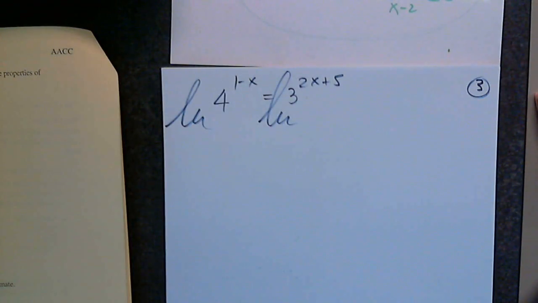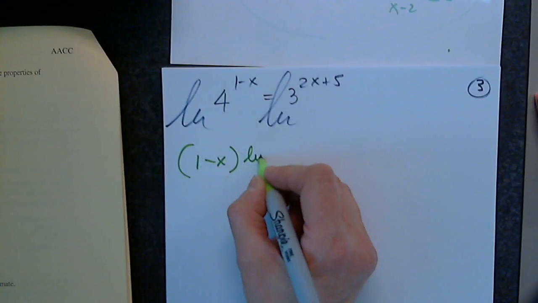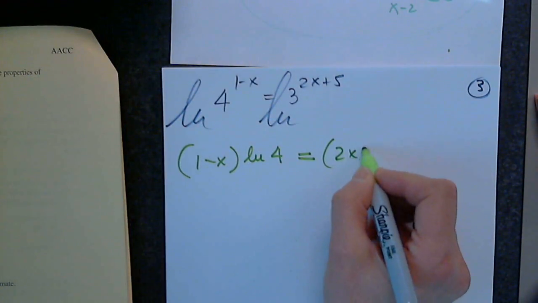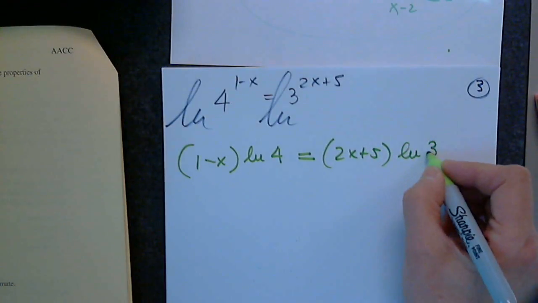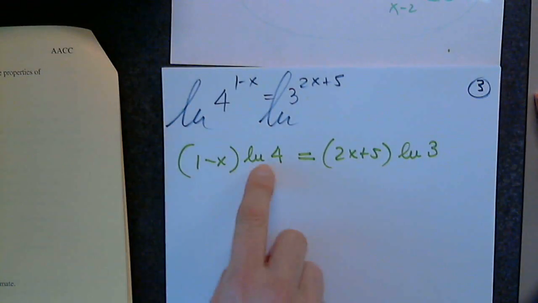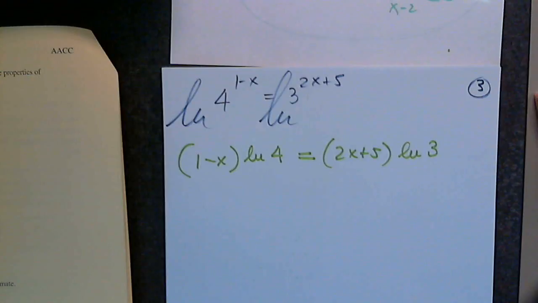Good. So now what do I have to write as the next step? Parentheses. Yes. Natural log of 4 to the power (1 minus x) equals natural log of 3 to the power (2x plus 5). All I have to do now, this is basically a linear equation. It's not a big deal. I have to distribute those numbers to these two terms, move terms around, and solve for x.